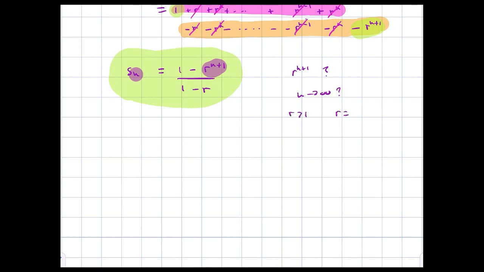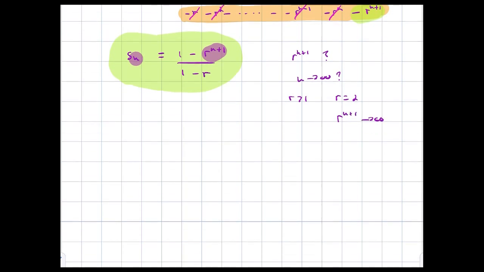Say r is 2 or something, then r to the n plus 1 goes to infinity, right? It gets bigger and bigger and bigger. Now, as you make n bigger, r to the n plus 1 gets bigger. Say if r is negative 2, well, then the even indices, so when n is odd and r to the n plus 1 is even, those are going to get really big. Those are going to go up to infinity.